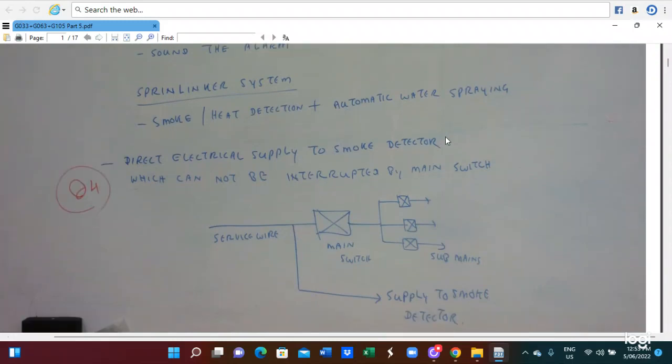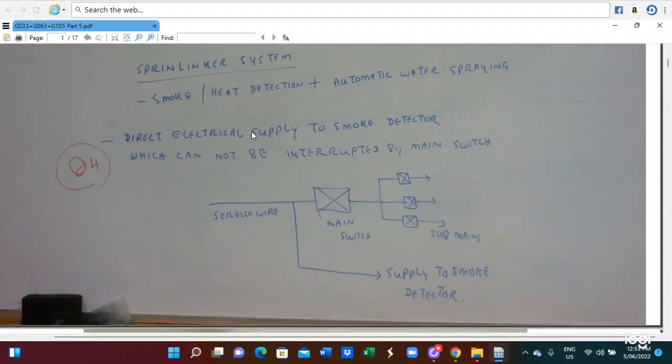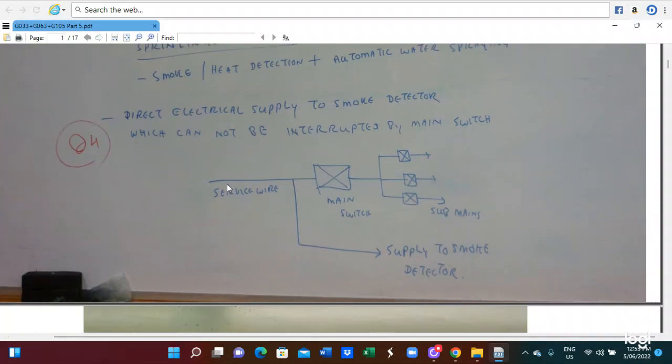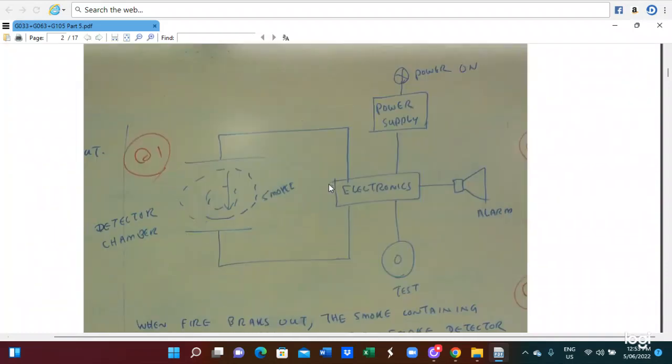In this case, we use a direct electrical supply to the smoke detector, which cannot be interrupted by the main switch. So the sub-main wire is here, the main switch, and this is the supply to the smoke detector. This is the smoke detector wiring arrangement. Here is the alarm system.